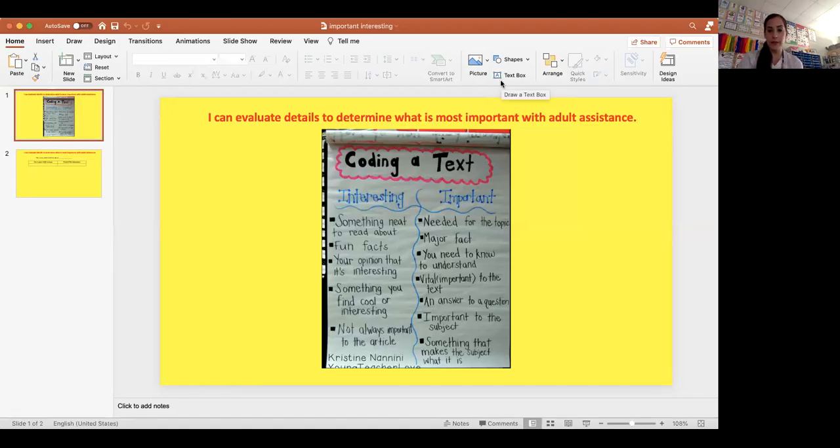Boys and girls, welcome back to our reading lesson. Our reading target today is I can evaluate details to determine what is most important with adult assistance.